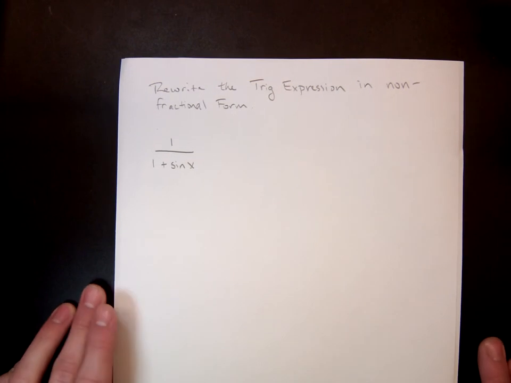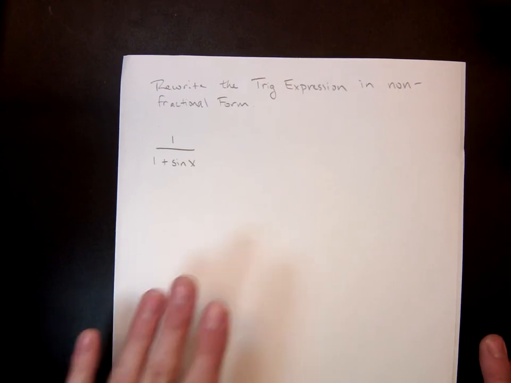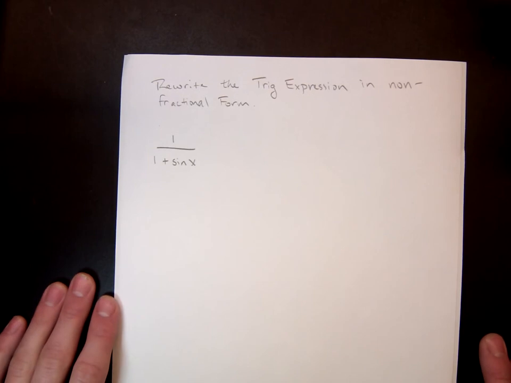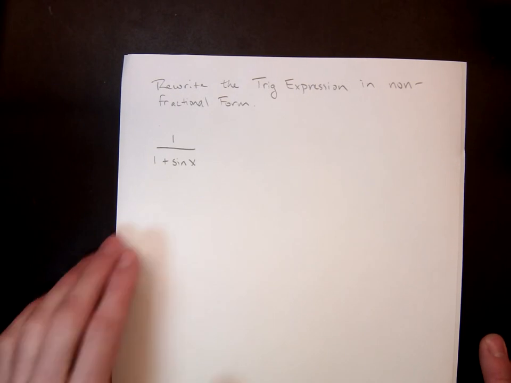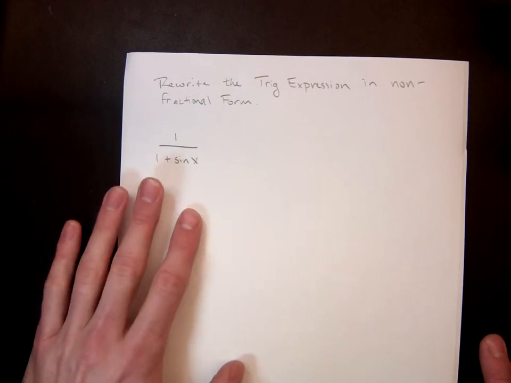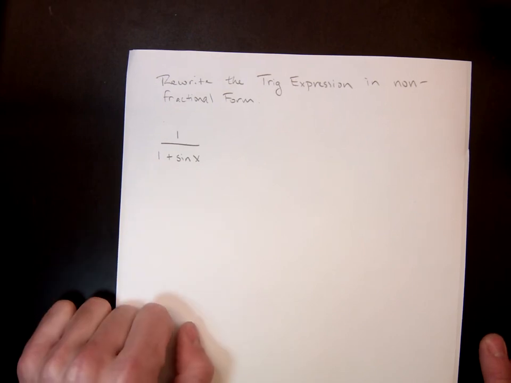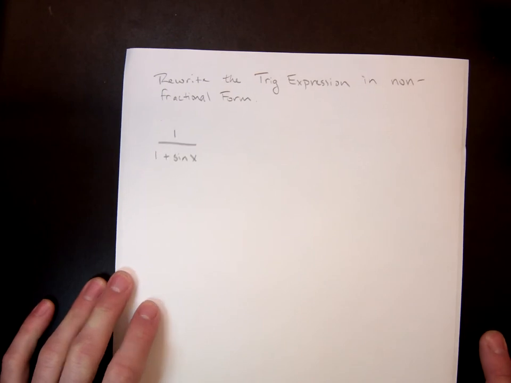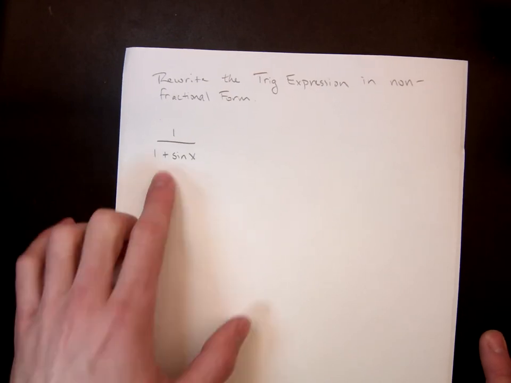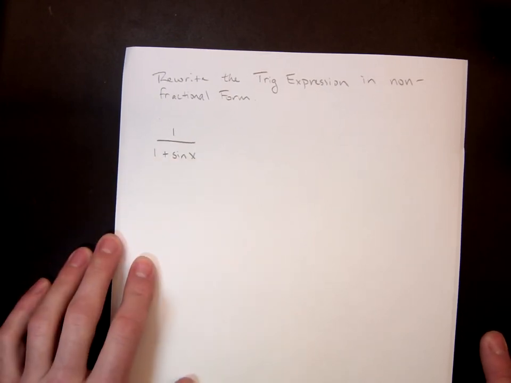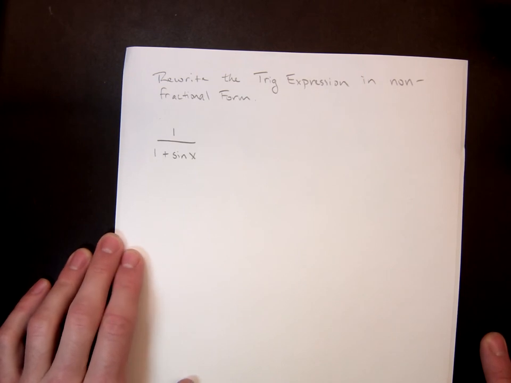All right, so here is an example where it might be useful to be able to write this expression in non-fractional form. Again, it's a similar idea: a lot of times it's just not beneficial to have something complicated in the denominator. We've seen this before with radicals and the like.